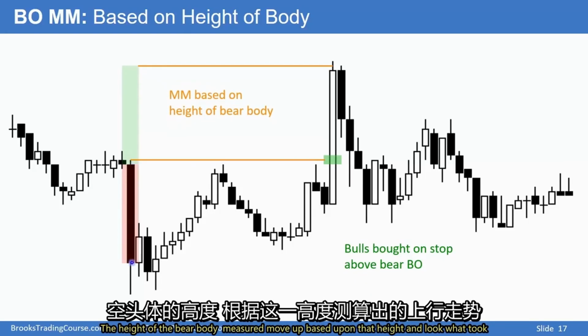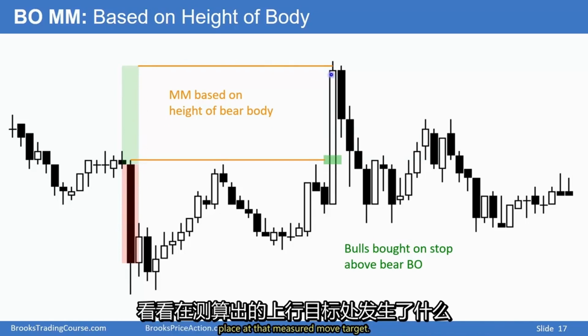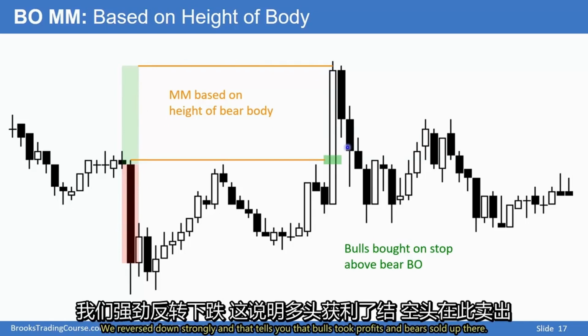The height of the bear body, measured move up based upon that height, and look what took place at that measured move target. We reversed down strongly, and that tells you that bulls took profits and bears sold up there.